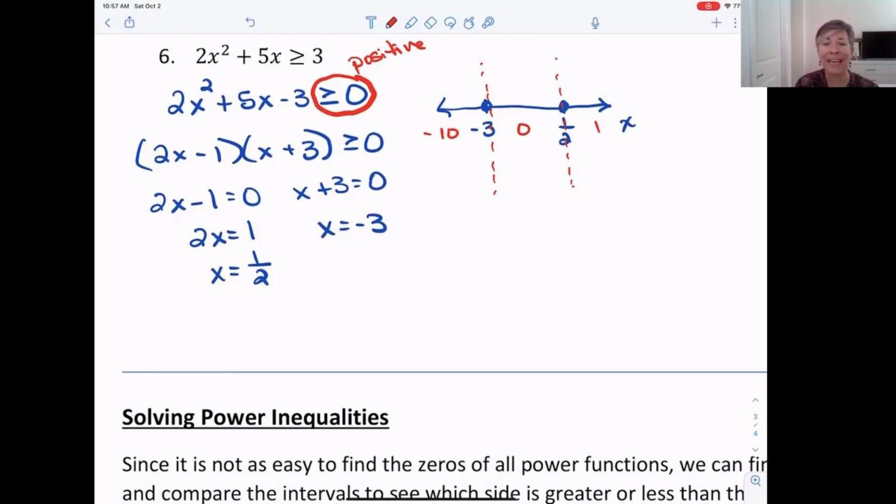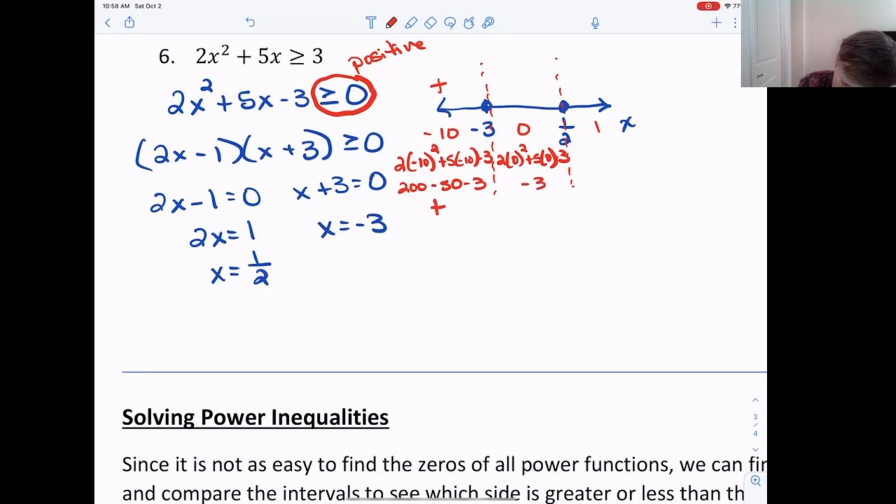So if we were to plug in -10 into the original equation, 2 times -10 squared plus 5 times -10 minus 3, that would give us 200 minus 50 minus 3. I don't know exactly what that value is, but I definitely know that it's positive, right? We know that the f of x value is going to be above the x-axis there. It's positive.